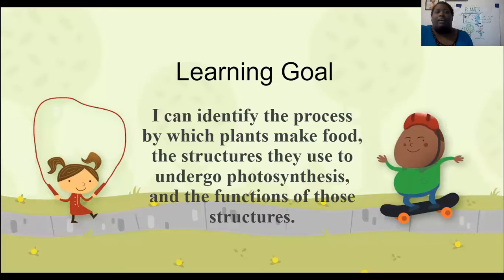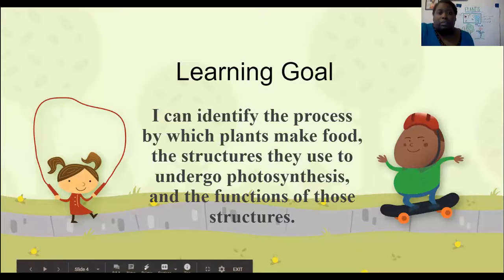All right, so again, our learning goal: I can identify the process by which plants make food. We just talked about the structures that they use to undergo photosynthesis and the functions of those structures, which is the jobs that they do. And we'll continue to learn more about it with the rest of the lesson.